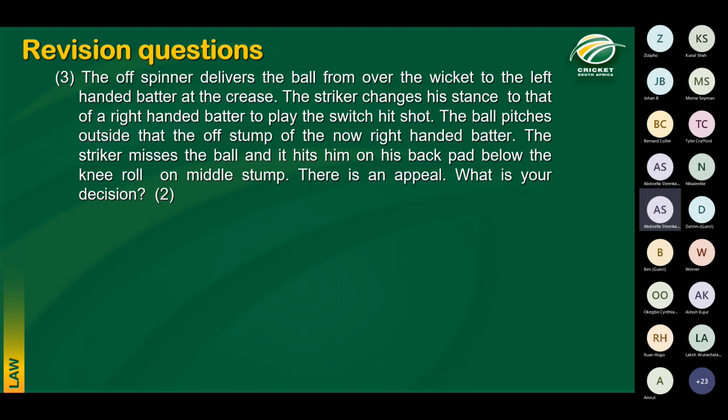The ball pitches outside the off stump of the now right-handed batter. So if you can visualize what happens, it's now a right-handed batter, and according to this scenario, the ball now pitches on the offside of this right-handed batter. So where does the ball pitch? If you can visualize, it's a right-handed batter. Where's the offside of the right-handed batter? On the left-hand side. So that's where the ball pitches.